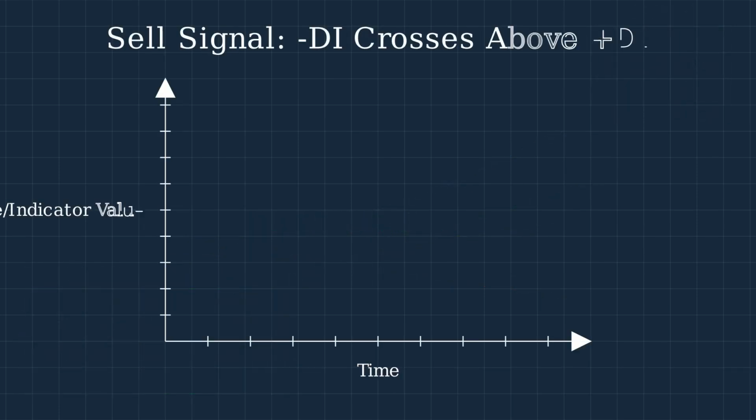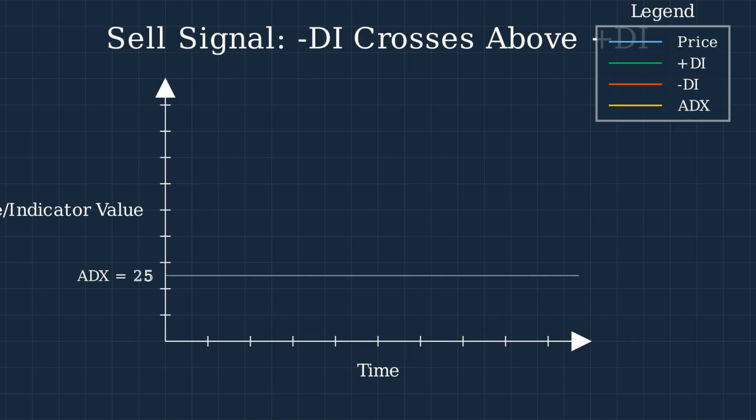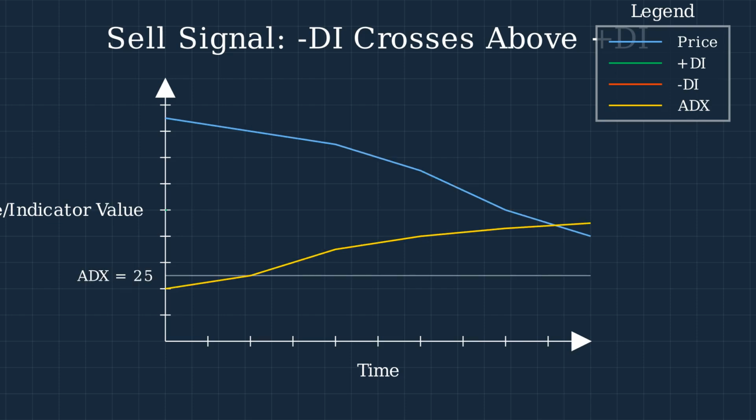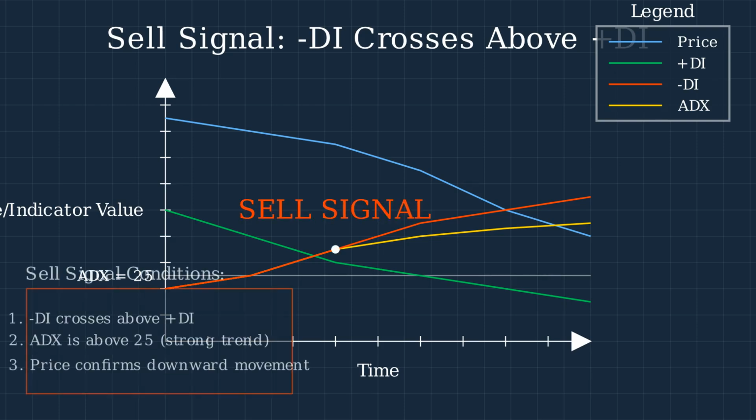Conversely, a potential selling opportunity occurs when the negative DI crosses above the positive DI, especially when ADX is above 25. At this crossover point, when minus DI rises above plus DI with ADX greater than 25, we have a strong sell signal. This indicates increasing downward momentum in an established downtrend.